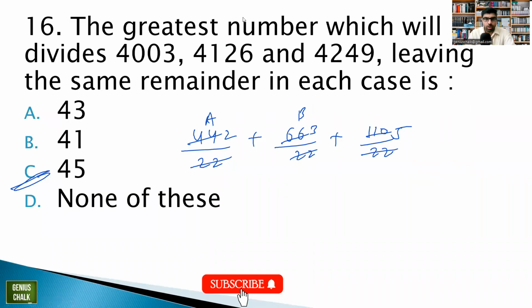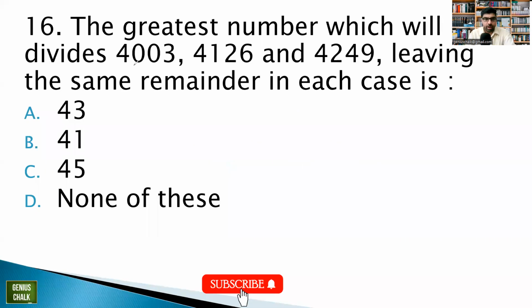Now come to the next question. It says the greatest number which divides all these numbers, leaving the same remainder in each case. So the remainder should be the same. So please write the way how we solve this question. Again, we have to find the HCF. The same trick is applicable over here. Whenever this same remainder question comes, always find the difference.